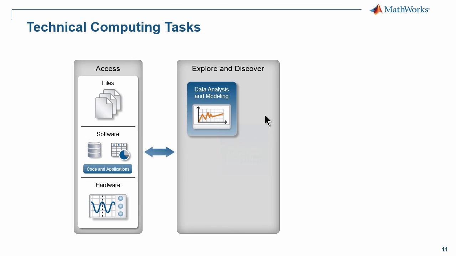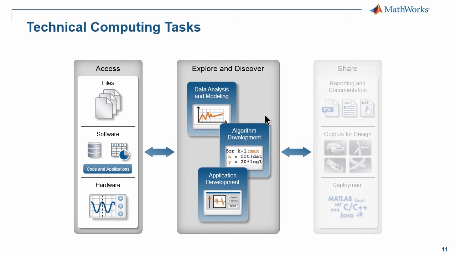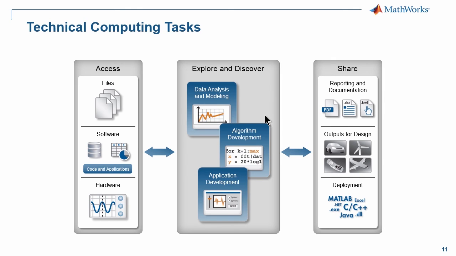And then once you have this data, you then enter what we call the exploration and discovery phase. So this is where you analyze the data, you try to model it, maybe look for patterns. Based on that, you might want to develop an algorithm, something that maybe looks or adapts to these patterns. And then finally, application development. You might want to make some sort of user interface that people can work with to help analyze things. And then usually the final step is you're going to share these results.